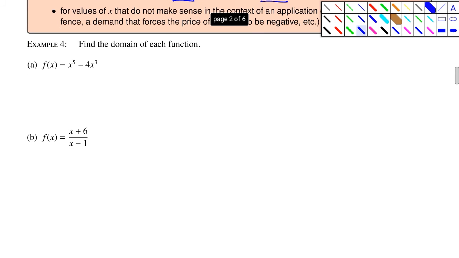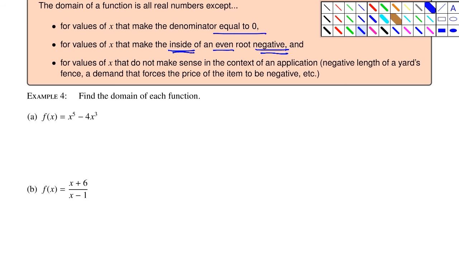Let's look at example number 4 and find the domain of each function. Part A says f of x is equal to x to the 5th minus 4x cubed. So if I go back and I look at my criteria here, the question is, do I have any denominators that could possibly be equal to 0? Well, I don't have any denominators at all. So we're okay there, no denominators. And then the second one is, do I have any even roots, square root, fourth root, etc., that could possibly be negative? And the answer is no, no roots. So we're good to go, and our base is all real numbers.